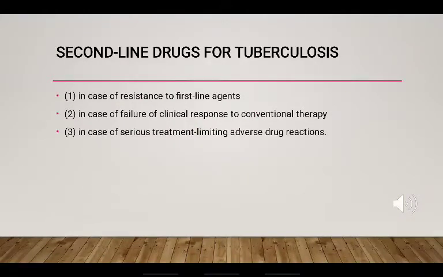Okay. So the drugs that we mentioned, isoniazide, rifampicin, pyrazinamide, ethambutol, streptomycin, these all are called first-line drugs for tuberculosis. Then we have second line. So why are we having second line? Basically, if the first line is not working, as simple as this.